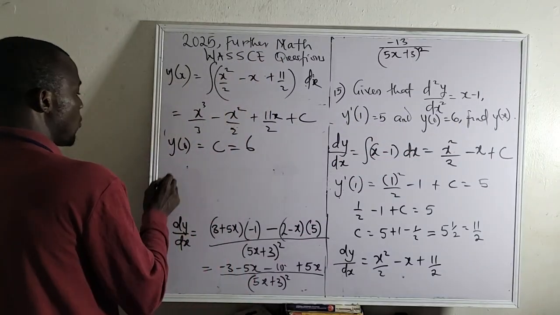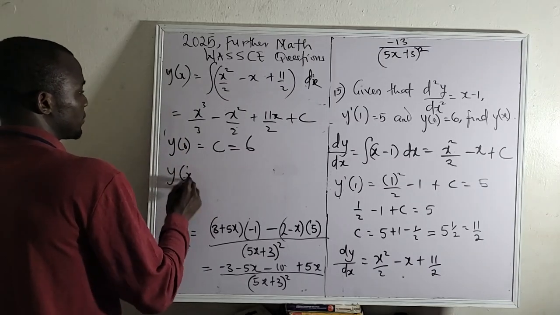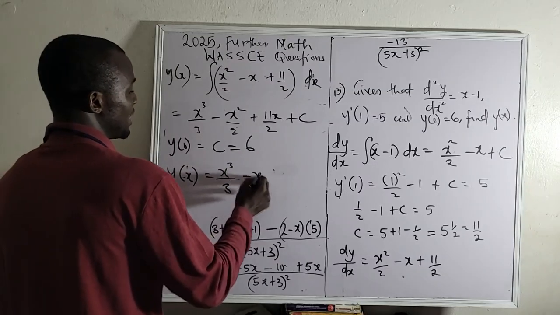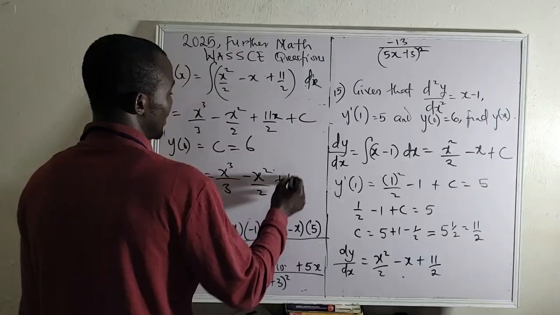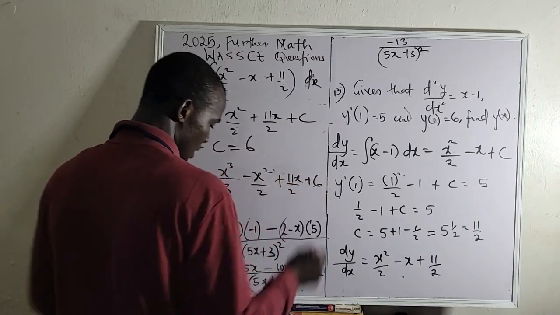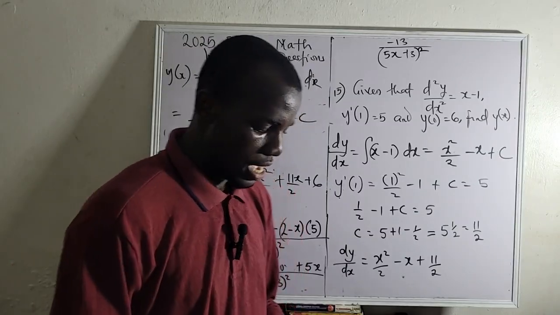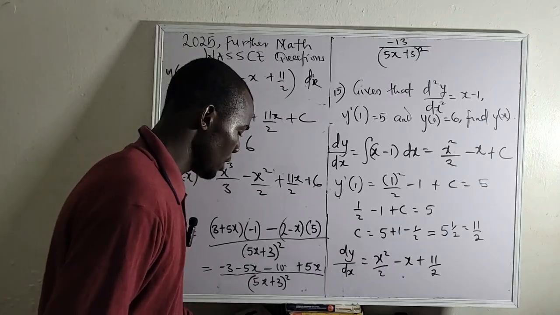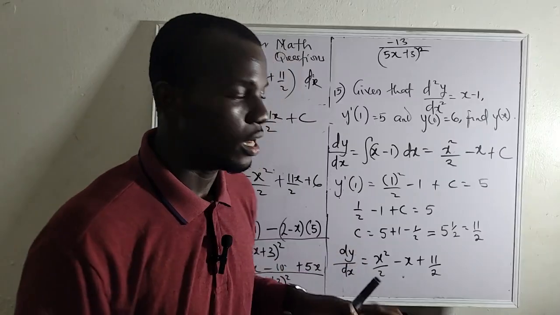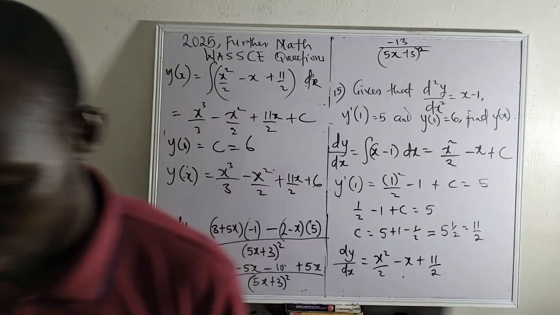It means that our y of x will be equal to x raised to power 3 over 3 minus x squared over 2 plus 11x over 2, then plus 6. And that happens to be the option C in the question. Now, I will take you to other aspects of this particular examination that talks about calculus.